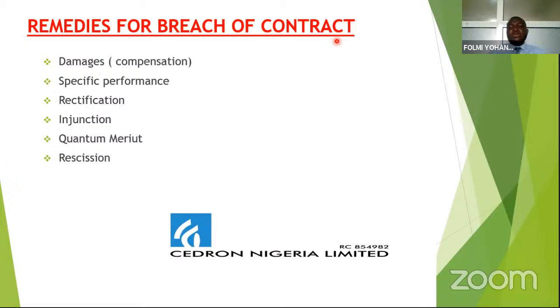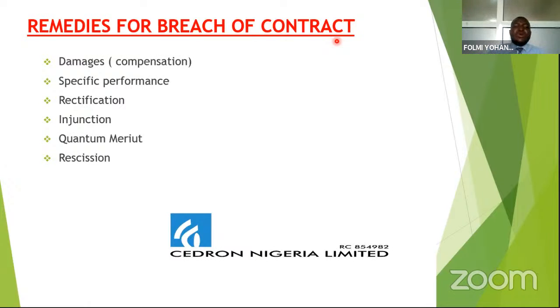Then we have injunction. Injunction is simply stopping a party from carrying out an act. You can ask the court for an injunction that this person should stop disturbing you or your property. That's why you see in land matters, lawyers asking the court for a perpetual injunction. That is stopping the other party from carrying out anything.